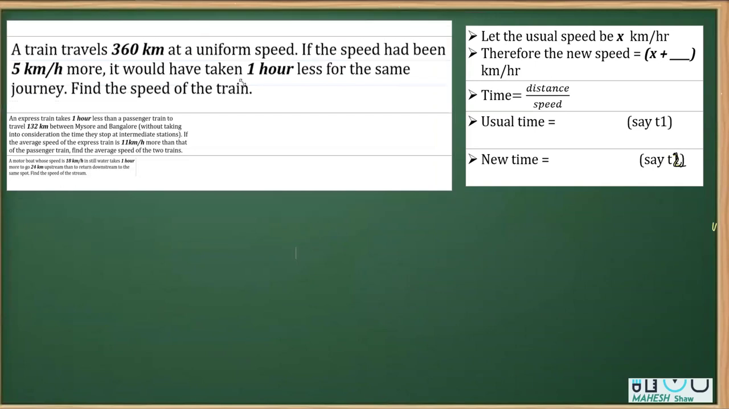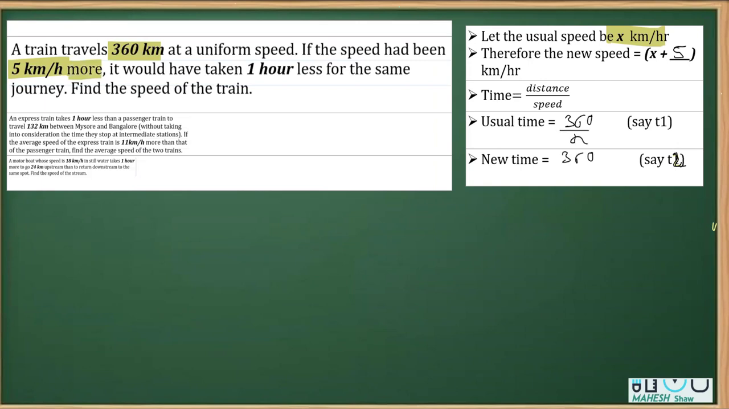In the second question, as you can see, like the previous, we have a fixed distance. We have a usual speed being x, the new speed being given as x plus 5. So I'll write this as more, right? Yeah, it is more. And therefore, we can find the time using this relation: time is equal to distance upon speed. Distance is 360. The speed is x.